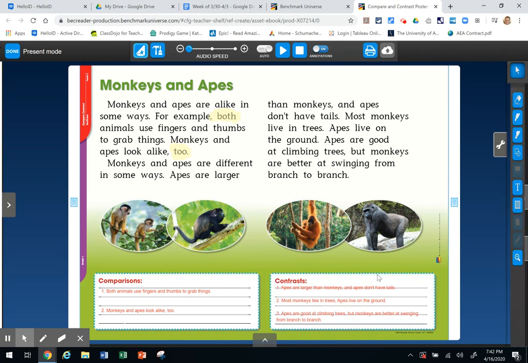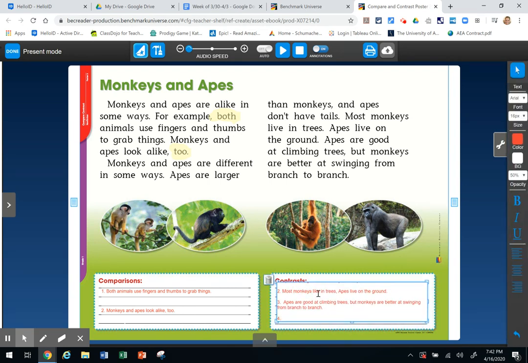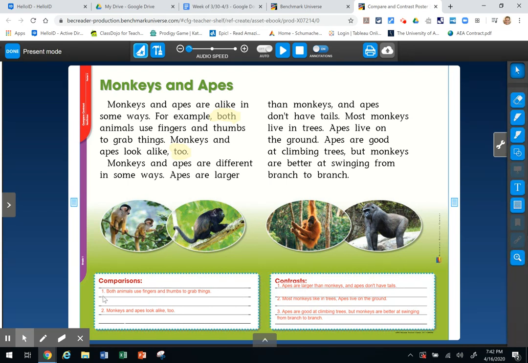Okay, so that is how monkeys and apes are the same. Okay, that's how they are the same. They both use fingers and thumbs to grab things, and they look alike. And then over here are contrasts. How are they different? Apes are larger. They don't have tails. Monkeys live in trees. Apes live on the ground. Apes are good at climbing trees. Monkeys are better at swinging.